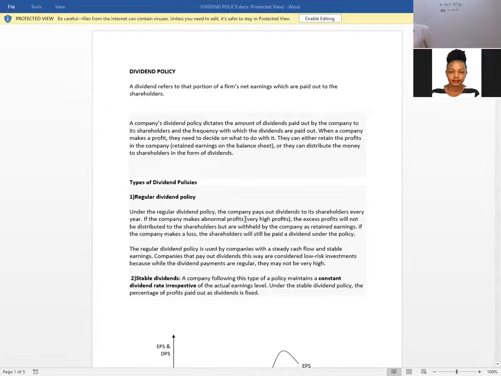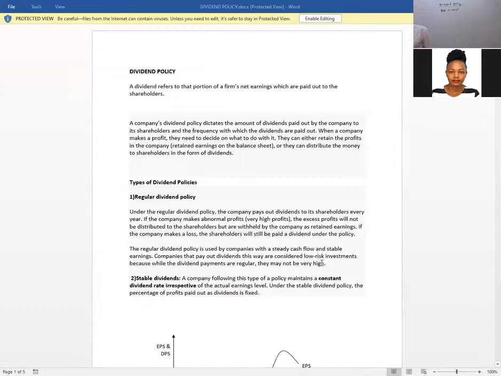Under the regular dividend policy, the company pays out dividends to its shareholders every year. This must be a blue chip company, able to meet its obligations even during COVID. If the company makes abnormal, very high profits, the excess profit will not be distributed to the shareholders but is withheld by the company as retained earnings. If the company makes a loss, the shareholders will still be paid a dividend under the policy. The regular dividend policy is used by companies with a steady cash flow and stable earnings. Companies that pay out dividends this way are considered low-risk investments because while the dividend payments are regular, they may not be very high.